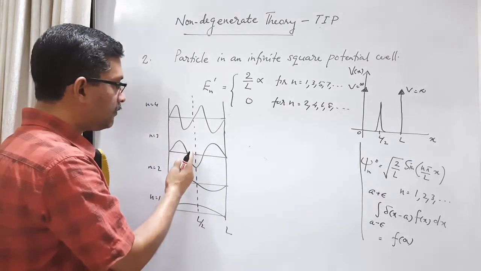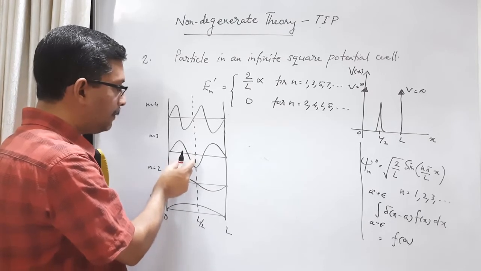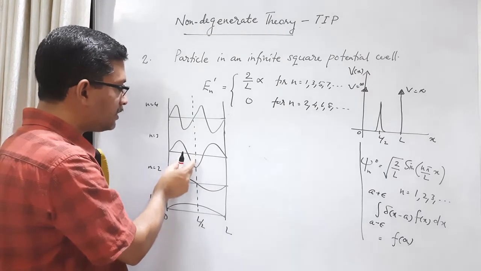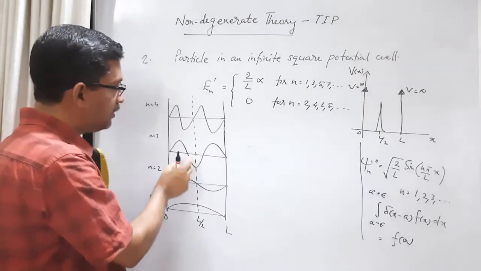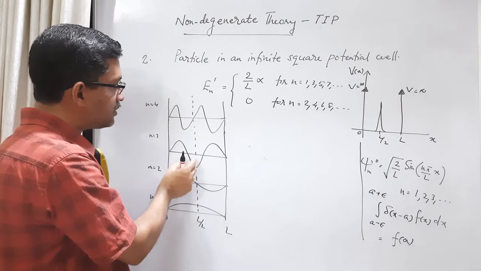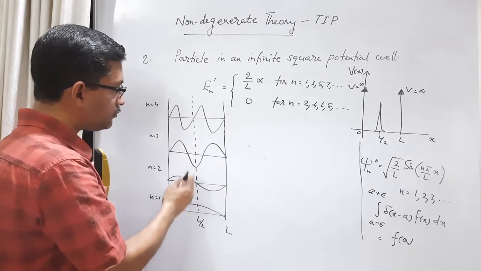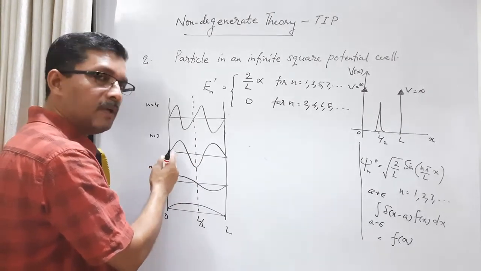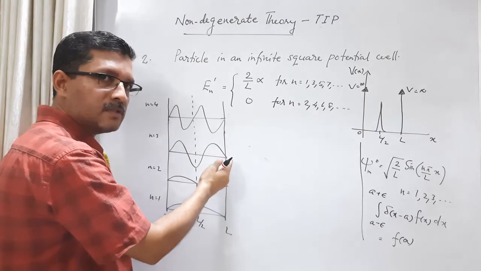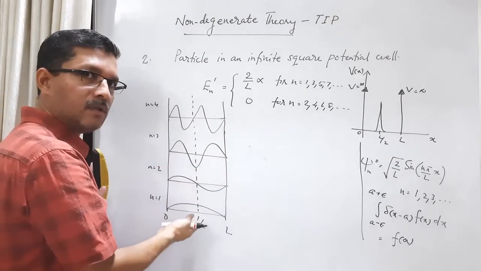X goes to minus x, you will get the same about the point L by 2. When you take the value some distance from L by 2, let us say, I should not say minus x and plus x, but about the point L by 2, let us say L by 2 minus x, the value of the function at L by 2 minus x will be the same as the value of the function at L by 2 plus x. So it is symmetric or even about the middle.